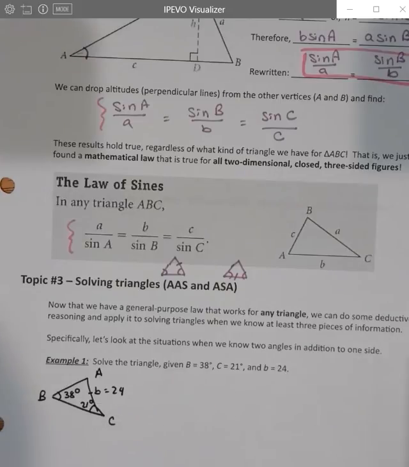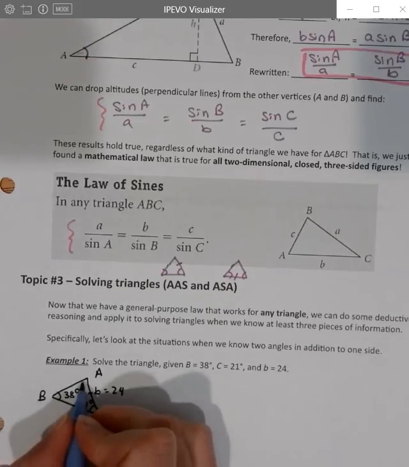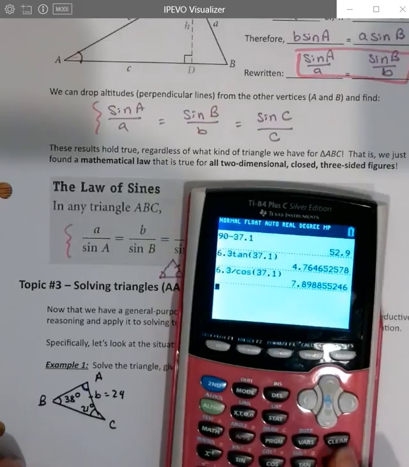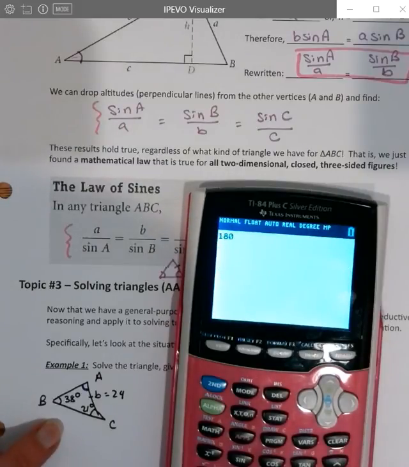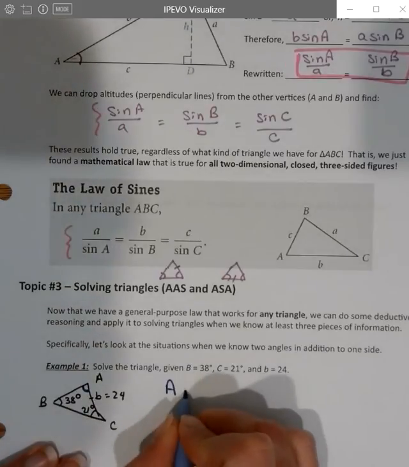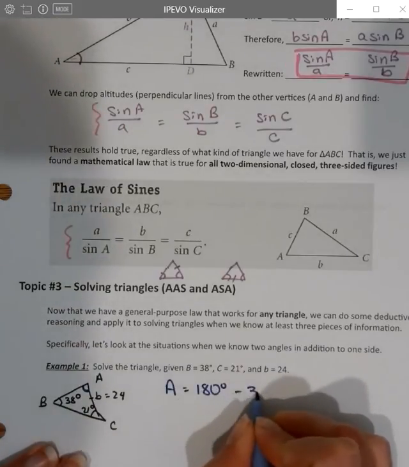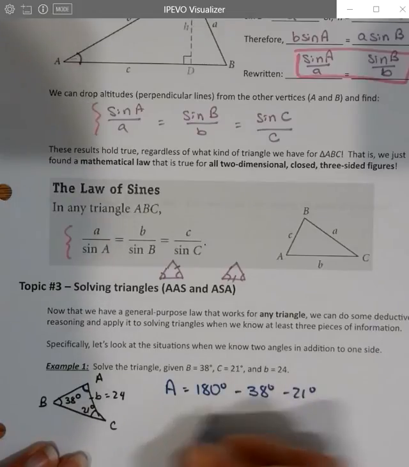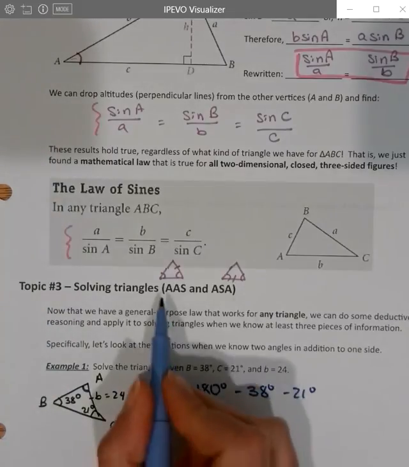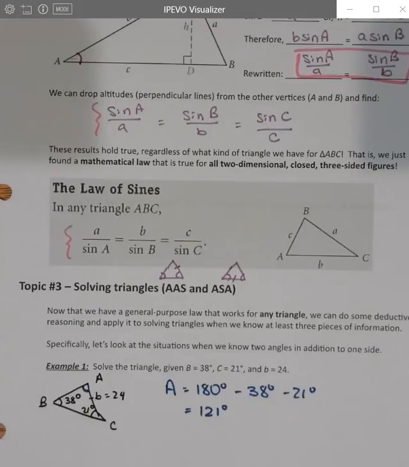Okay, now the first thing that we can find is angle A. Since I don't have a 90-degree angle, I have to subtract these two both from 180, because all the angles in the triangle add up to 180. I don't have a 90 to take away from the 180 to start with. But I can still do 180 minus 38 minus 21 to get our measure for A of 121 degrees. So now I know A's measure. If I know two angles, I'm able to find the third with just subtraction.